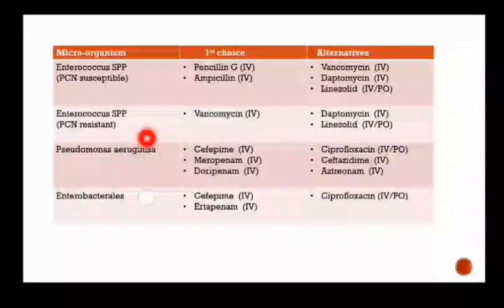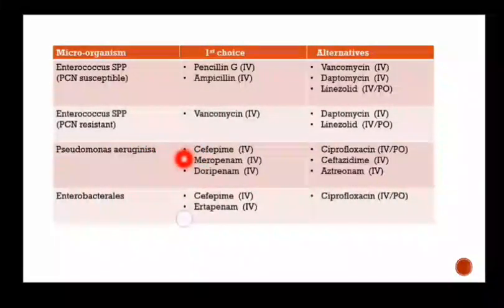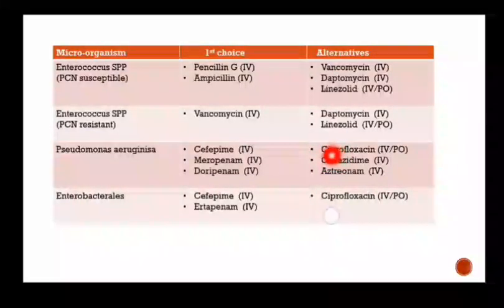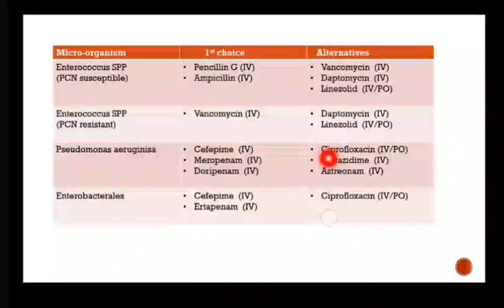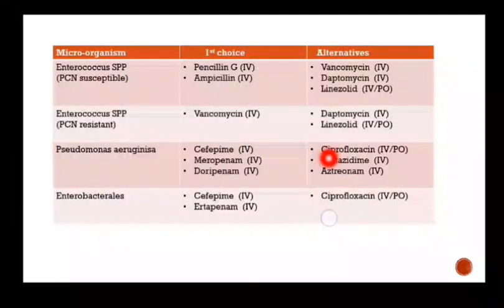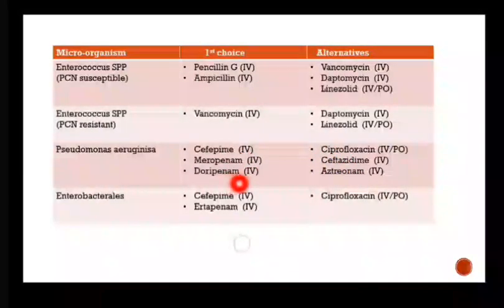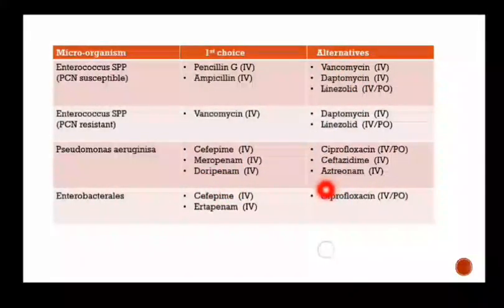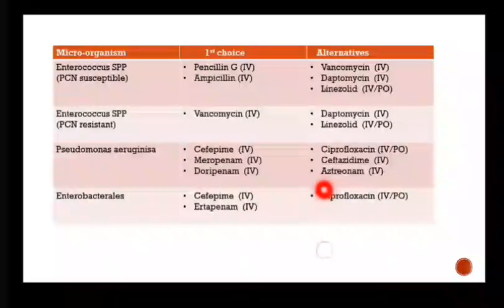Then Pseudomonas aeruginosa. The first line choice is cefepime in IV, meropenem and doripenem in IV form. The alternatives are ciprofloxacin in IV or oral form, ceftazidime in IV and azithromycin in IV form. We use azithromycin for patients with severe penicillin allergy and fluoroquinolone resistant patients. For those patients, we use azithromycin in IV form and ertapenem in IV form. Then alternatives are ciprofloxacin in IV or oral form.